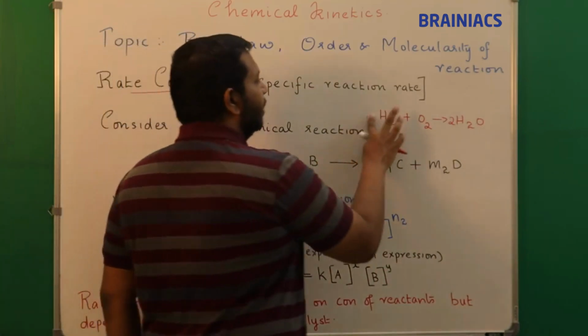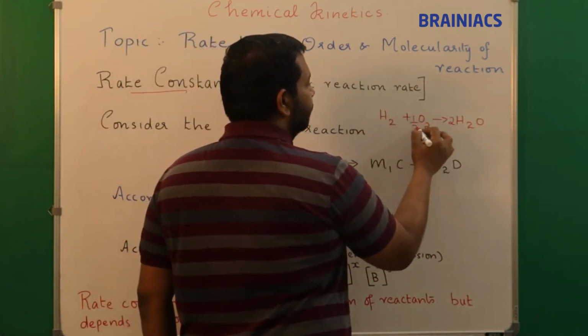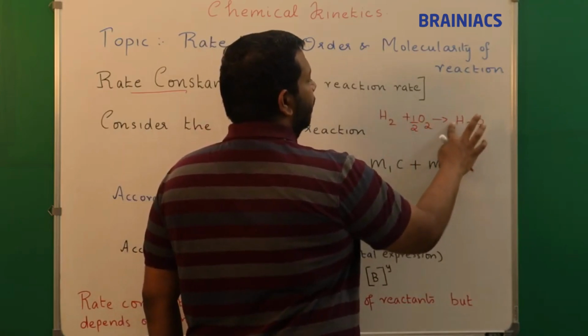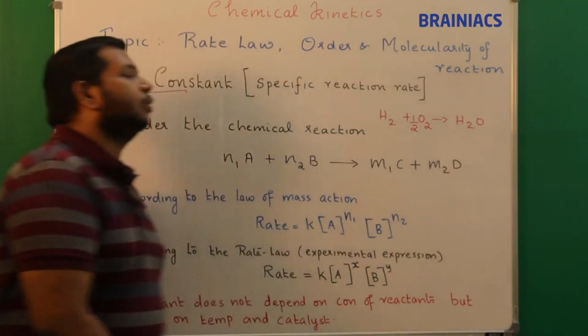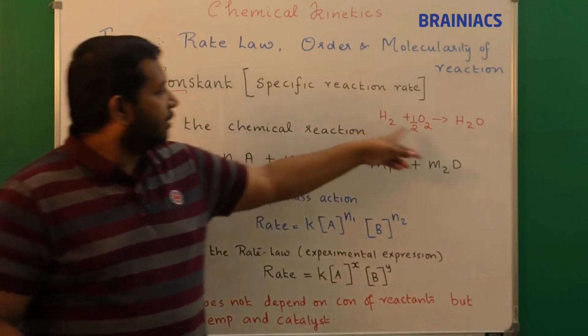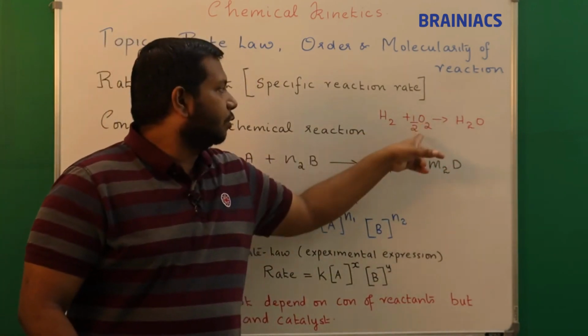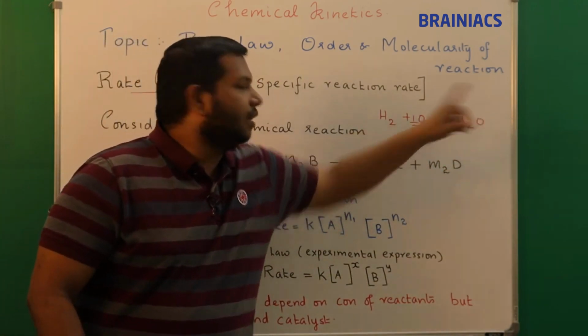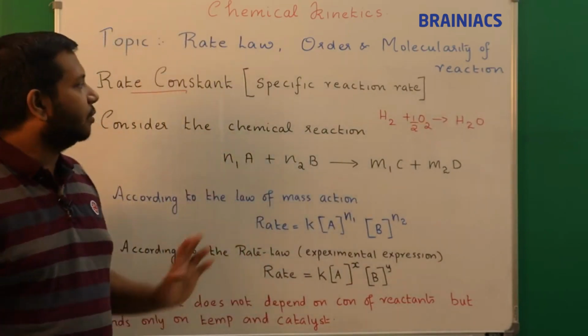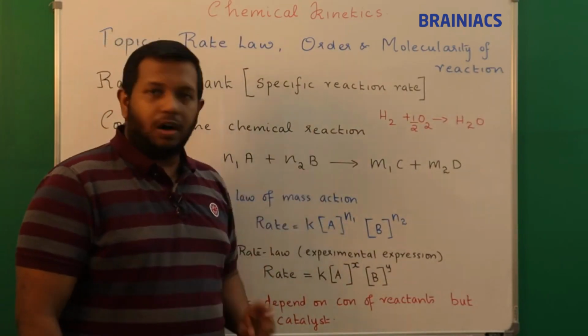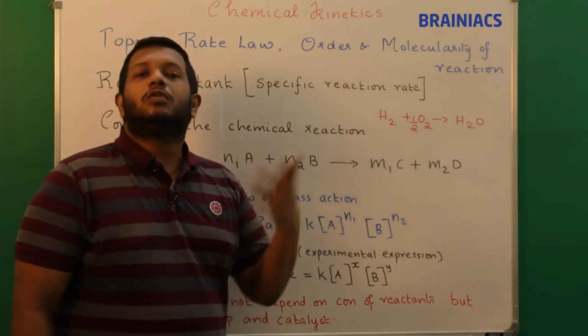For example, he divided by 2. So this becomes half, and this becomes 1. Now if you see, this is also balanced. You see 2 hydrogen, half oxygen. So half O2 means 1 O. This is also balanced, but here n1 will become 1 and n2 will become half. So this is a problem.